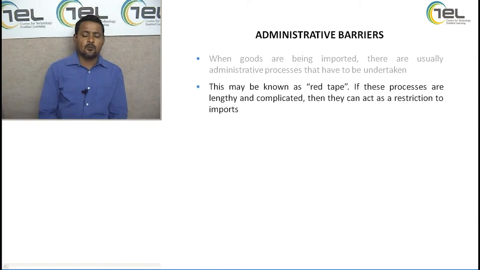The next set of protectionism measures are administrative barriers. When goods are being imported, they usually go through administrative processes. It takes time. Sometimes, because of bureaucratic hurdles, popularly known as red tape, a government tries to slow down the process of valid imports. If these processes are lengthy and complicated, then they act as a restriction to imports, because the exporter in the domestic country will be very frustrated with the delay in timings. Foreign exchange value is changing. So this acts as a barrier to trade.